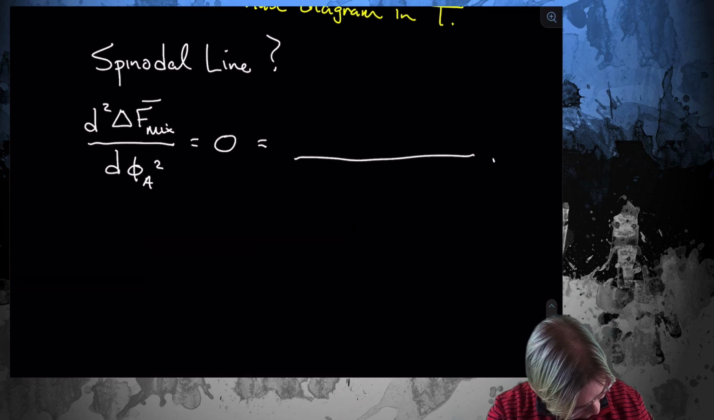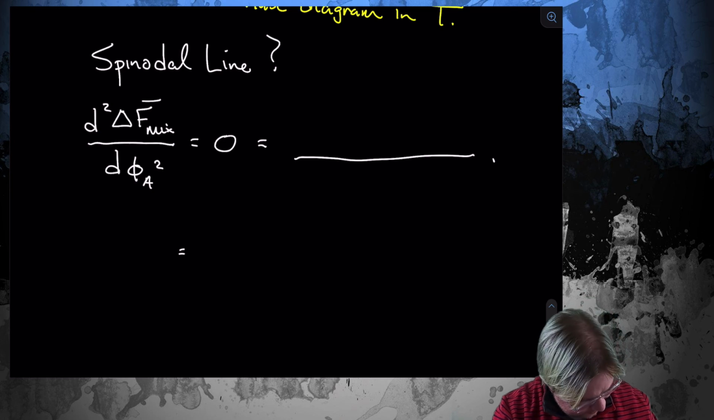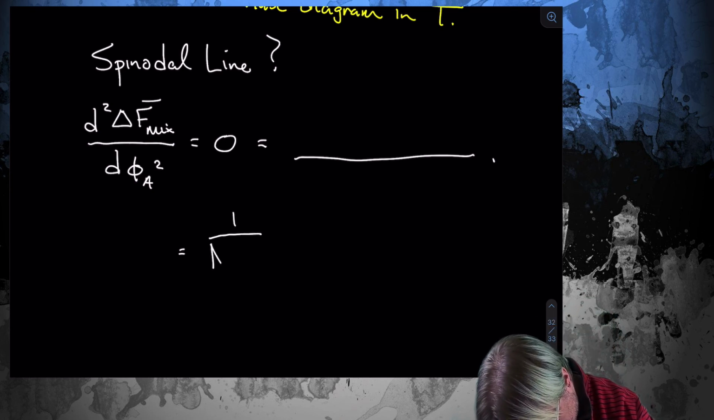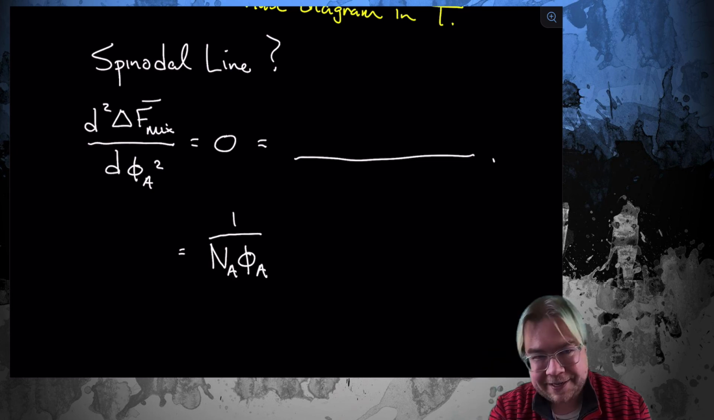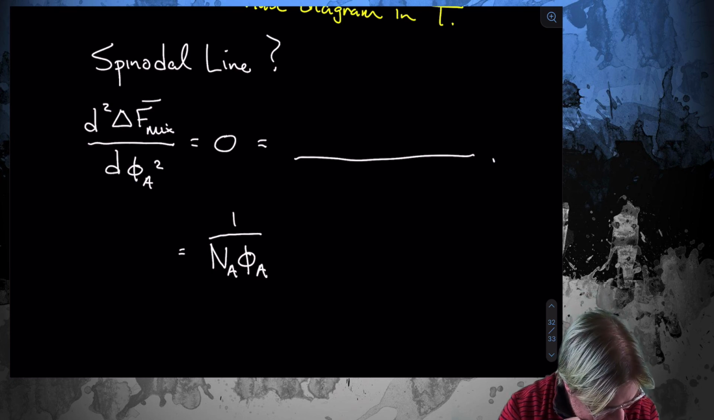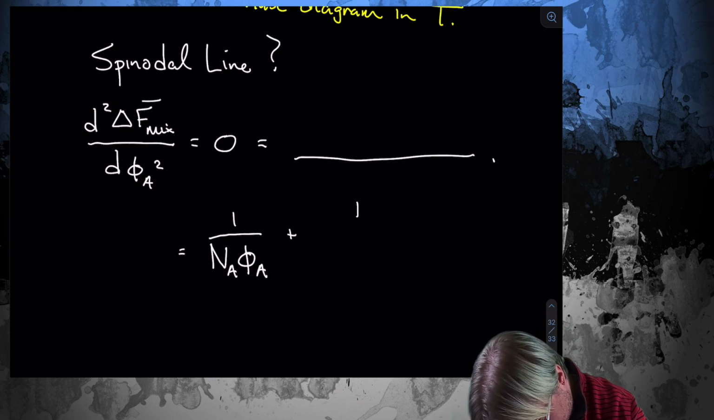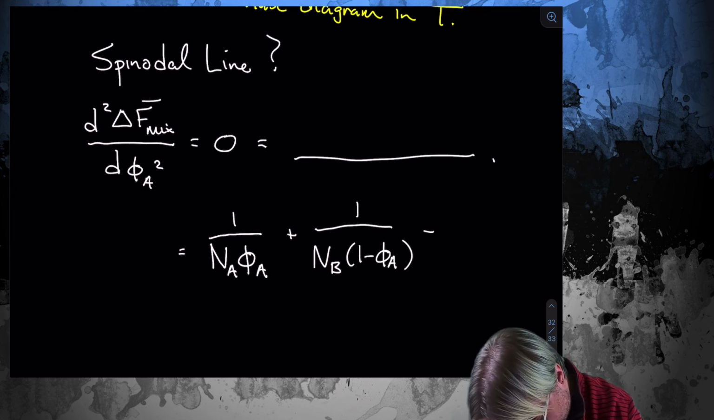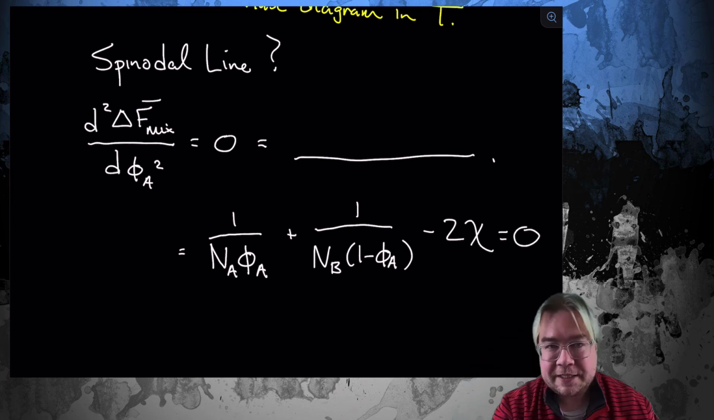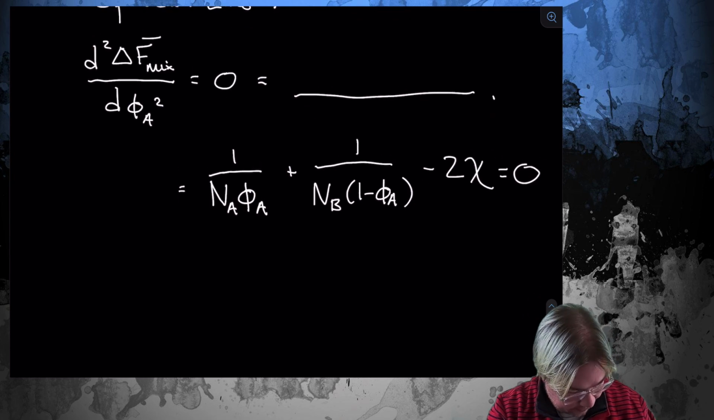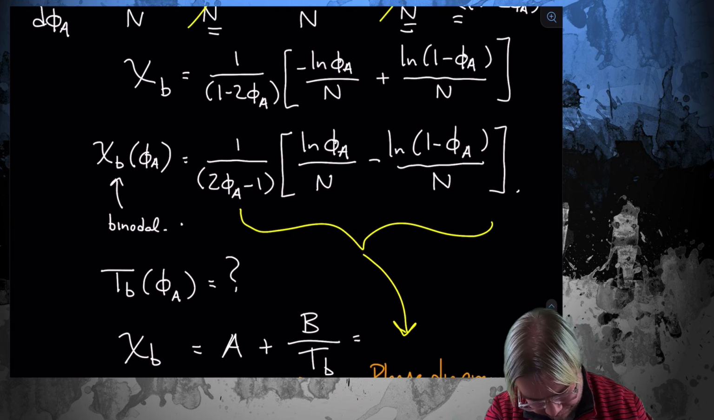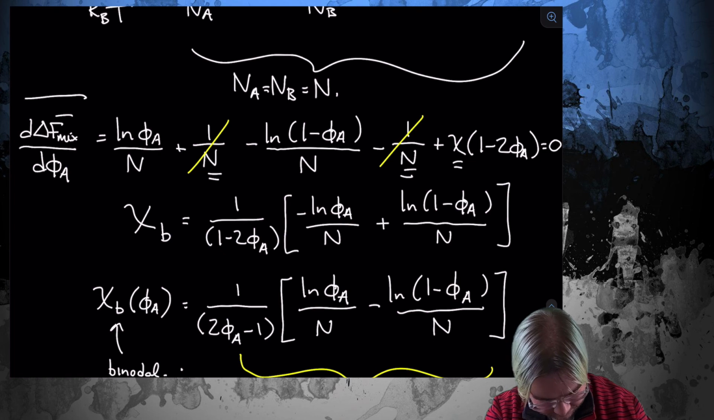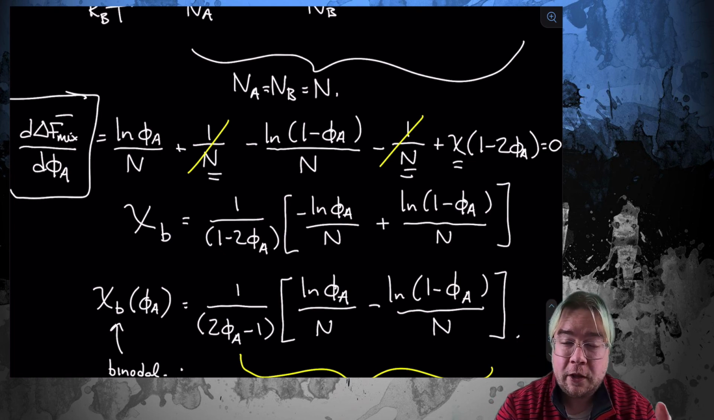So if I do that, the second derivative is going to be, well, I've got kBT out front, but again, I divided through by that. I don't really care about that. So I'm going to have 1 over, I can put the NAs back in and the NBs because I got rid of those as constants the first time. So I get 1 over NA times phi A plus 1 over NB times 1 minus phi A minus 2 times chi, and that's equal to 0. So again, the way I got this is I took the derivative of this thing to get that. Okay, so if you're following along, pause the video, take the derivative of that, and make sure that you get what I get.